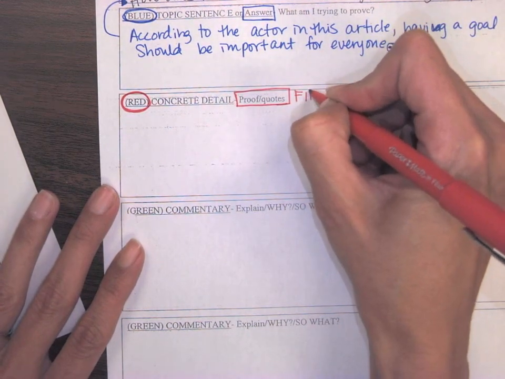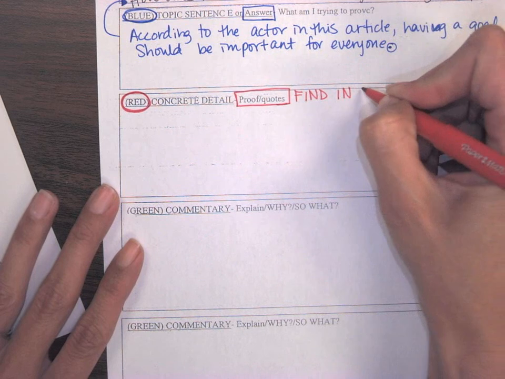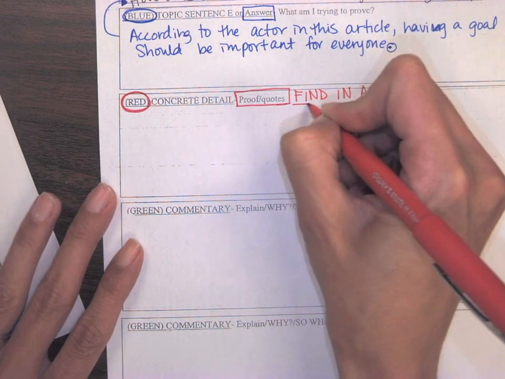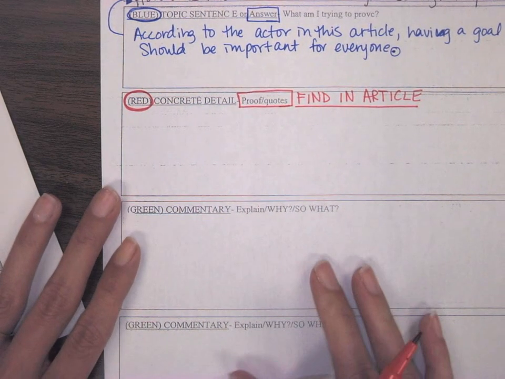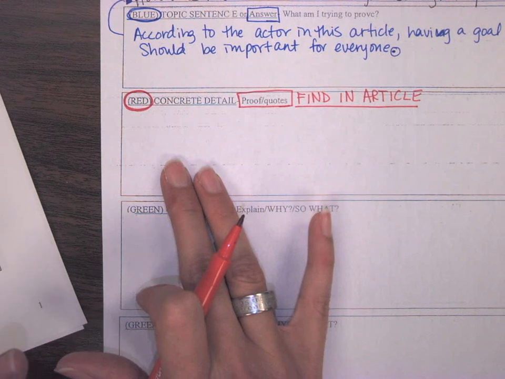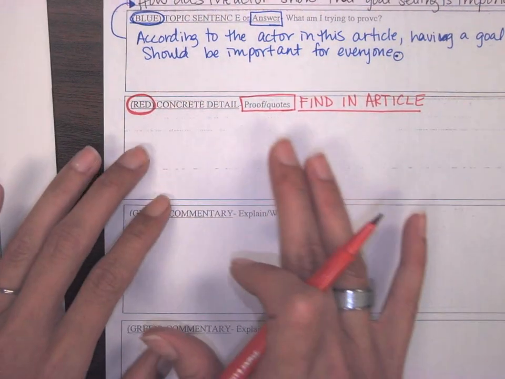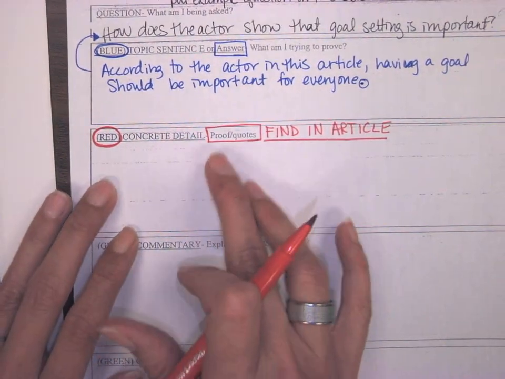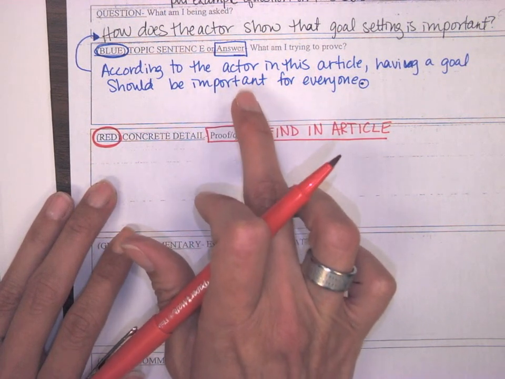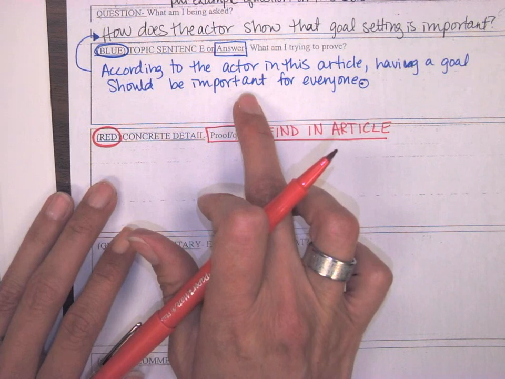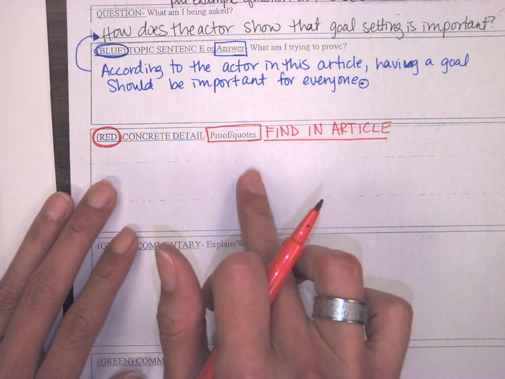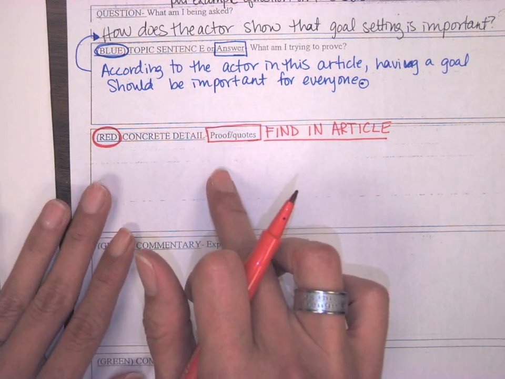So you're going to find these in the article that we just read, or any article that you're reading to answer your question with, all right? So we have to find something in that article that shows our answer. So our answer said that having a goal should be important for everyone. So now we have to find proof in the article that shows that goal setting should be important to everyone.